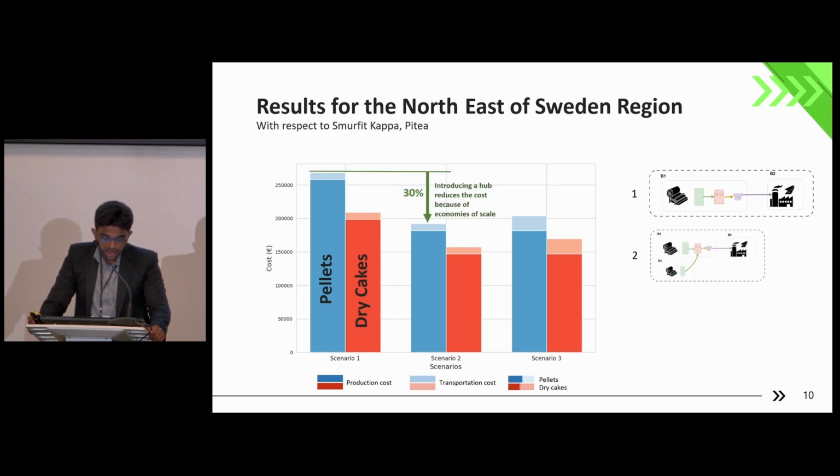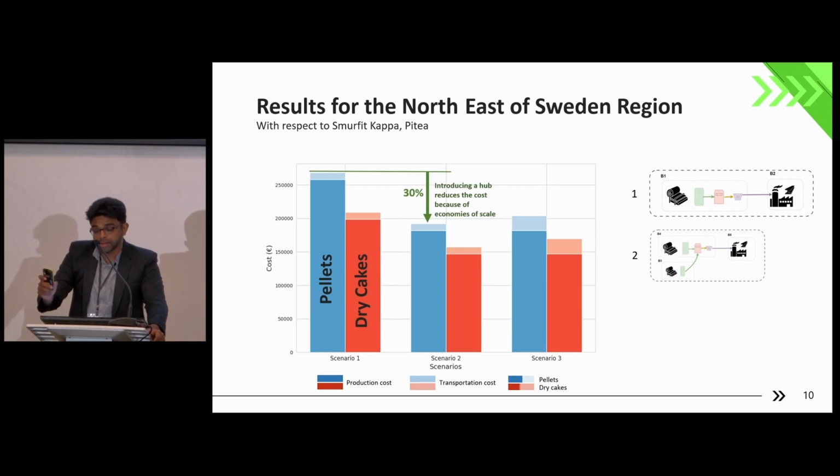And introducing a hub. So the initial scenario was all the systems were at Smurfit Kappa and then transported to the SSAB steel mill. The second scenario was introducing a hub at Smurfit Kappa, where we take press cakes from the Billerud paper mill and then process it at Smurfit Kappa. So with the use of economics, here we get the advantage of economies of scale. The larger the dryer, the lower the cost. And there was a 30% reduction in cost because of the economies of scale.